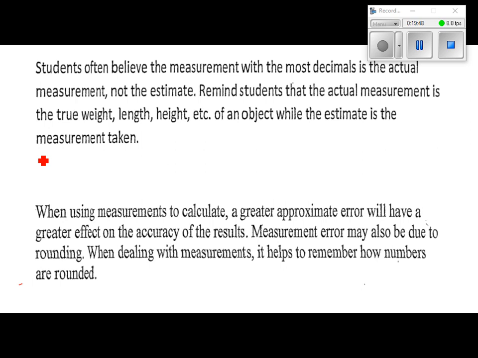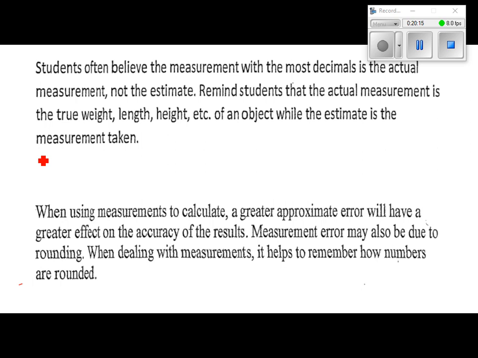Students often believe that the measurement with the most decimals is the actual measurement. All right? Don't think just because it's got a whole bunch of decimals in it, that means it's the best measurement. No, not necessarily. Could mean that our tool is all messed up. Actual measurement is the true weight, length, and so on. The estimate is what you measured out.